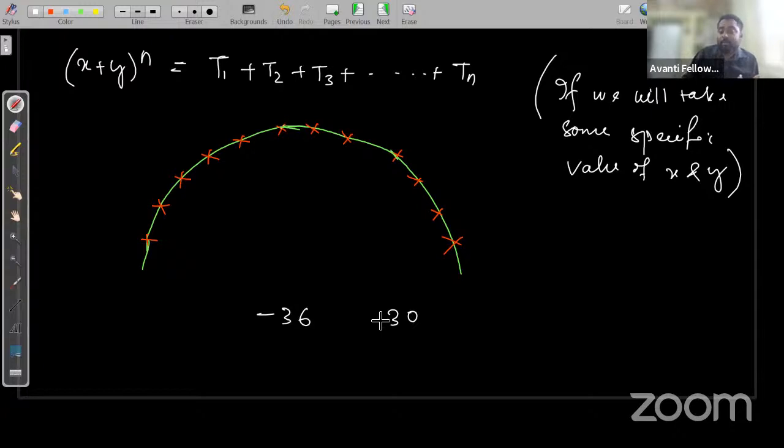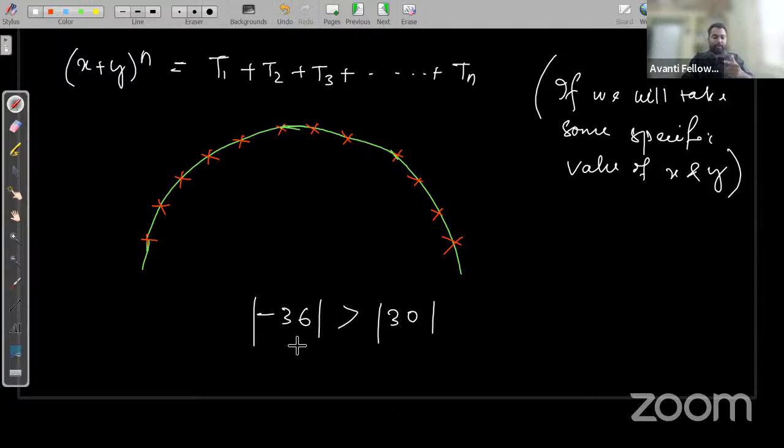Between these two numbers, 30 is greater than minus 36. But when we are discussing the numerically greatest term, we are talking about the absolute value, that means the modulus of minus 36. The numerical value of minus 36 is greater than the numerical value of 30. Is that clear to everyone? Numerically, minus 36 is greater than 30.